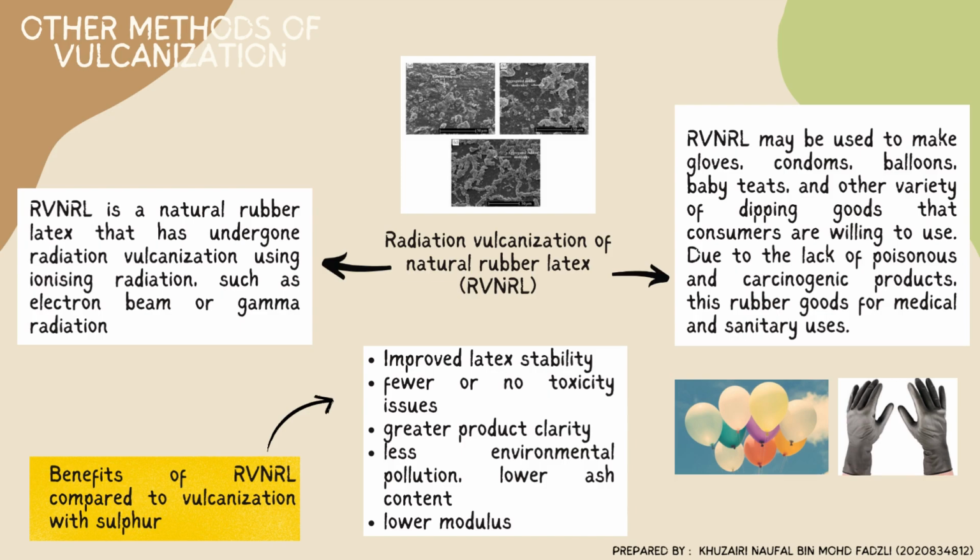There are various benefits that we can have if we use this method compared to vulcanization with sulfur. The first one is it can improve latex stability. The second one is it has fewer or no toxicity issues. The third one is it has greater product clarity. The fourth one is it has less environmental pollution, and also it has lower ash content. And the last one is it has lower modulus.